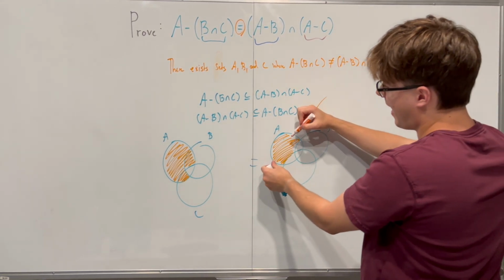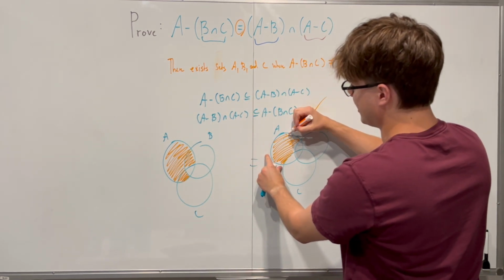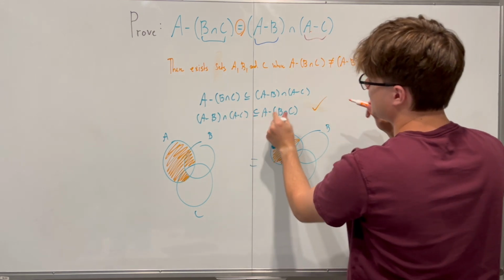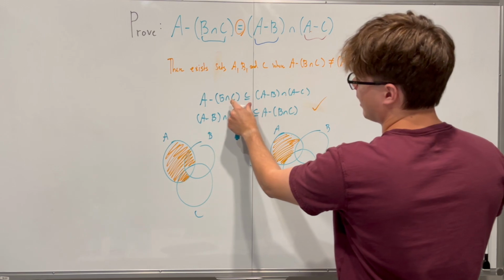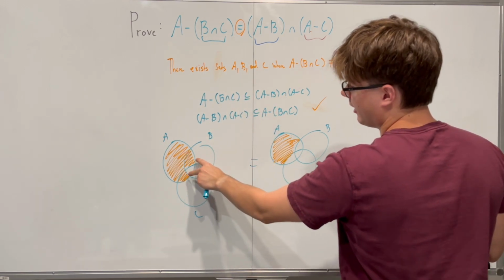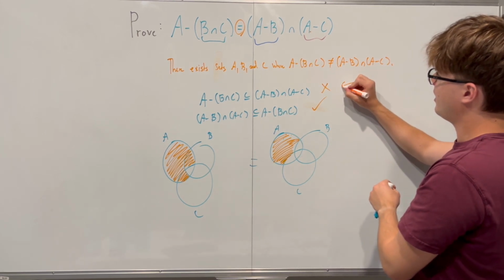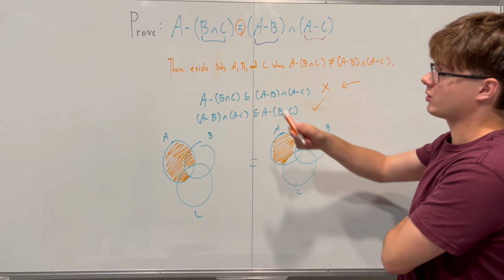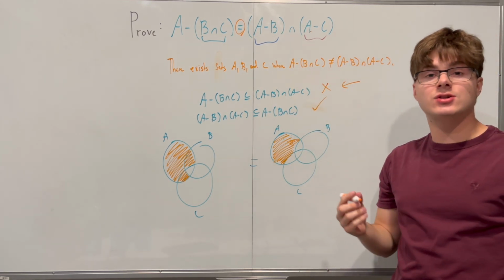We can see that everything on the right-hand side is in the left-hand side. This shaded area is in the left-hand side, which makes the right-hand side a subset of the left-hand side. However, we notice that not every shaded area on the left-hand side can be found on the right, which means that we're going to be proving that this part is not true. It's this statement that we're going to prove is not true. So let's go ahead and start writing that.